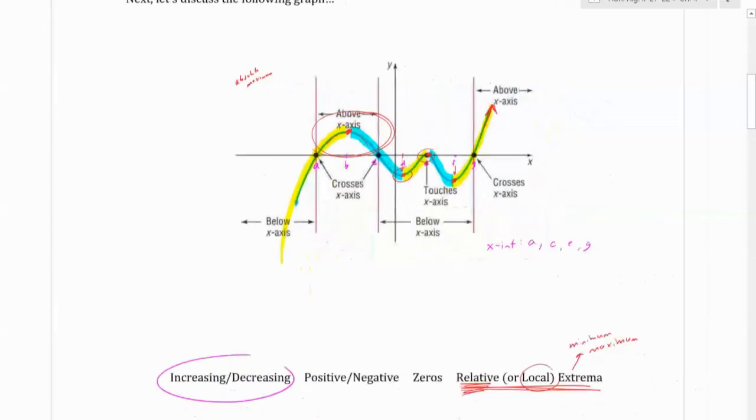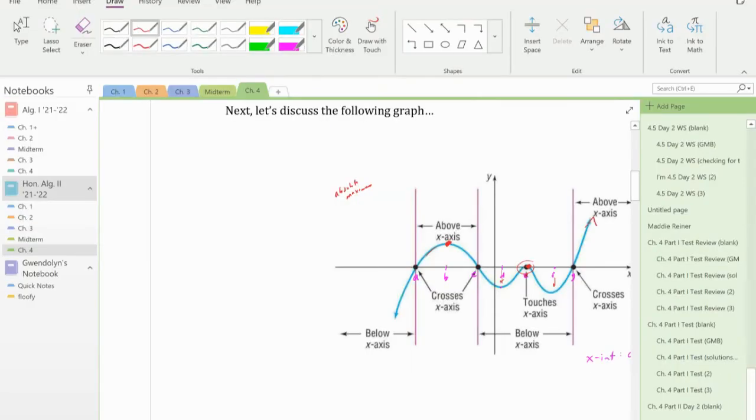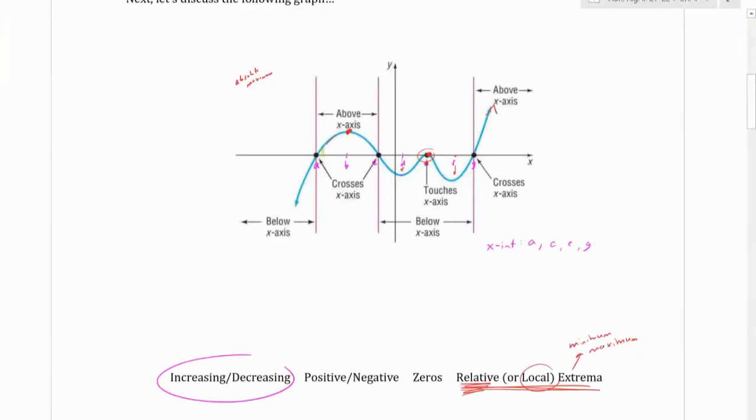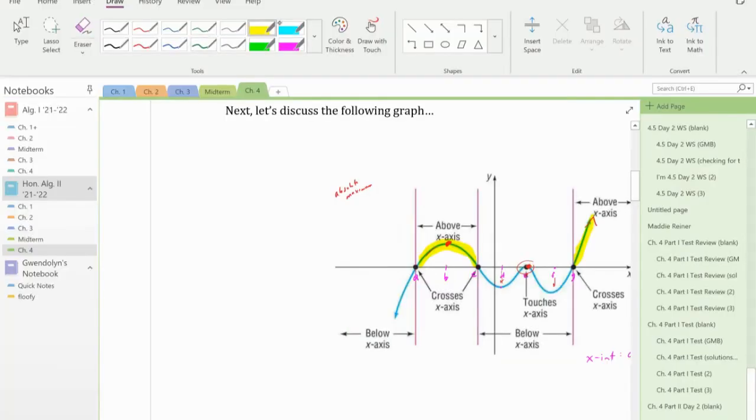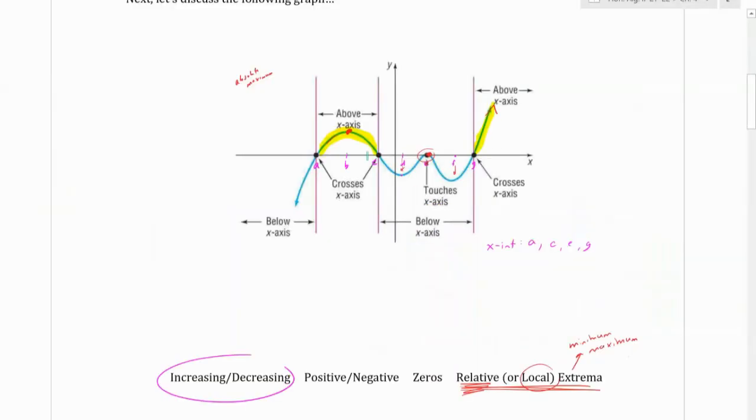We can also describe a graph by whether the values are positive or negative. That's different than increasing and decreasing. If you're looking at this graph, the value of a function is its y value. That's the output. So anytime you're above the x-axis, the function has a positive value. Anytime you're below the x-axis, the function has a negative value.